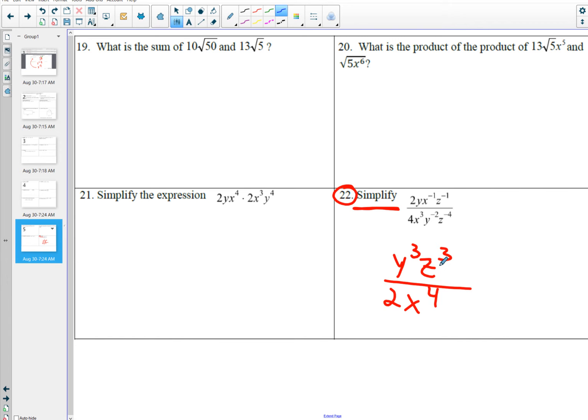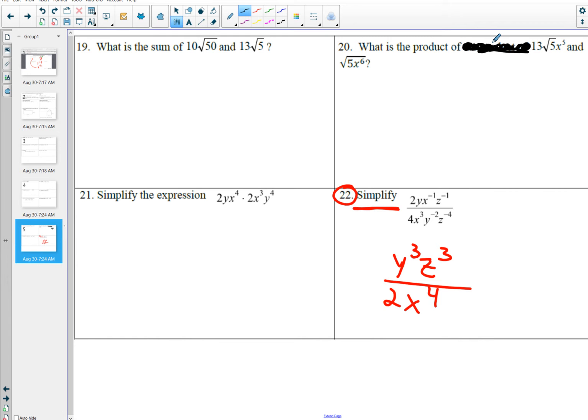Okay. The only other thing I see here that I would need to go over, just in case I don't get to it, is not even something really to go over. I picked up on this as I was reading through it. This is a typo. I don't want anybody to kill themselves over, what is the product of the product? No, that's a typo. This should just say, what is the product of... so scratch this stuff off. What is the product of 13 square root of 5x to the 5th?